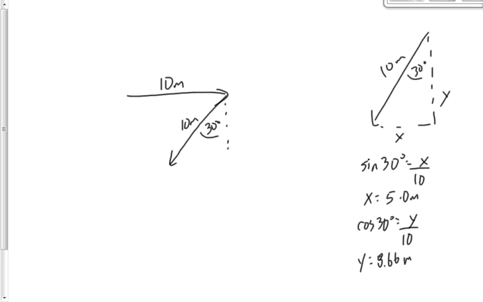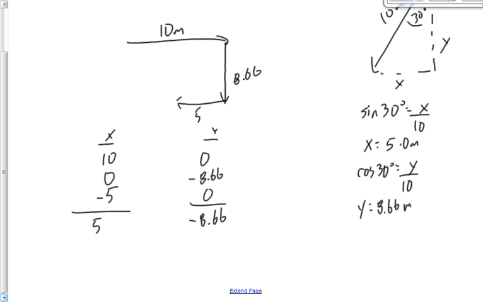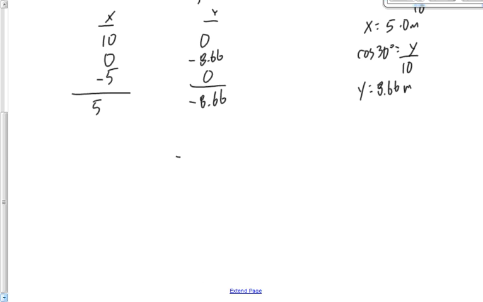If I want to, I can redraw this so that I've got 8.66 downwards and 5 over this way. Let's add these up now. X's and Y's. We got 10 and we got 0. We have 0 and we have negative 8.66. We have negative 5 and we have 0. We add these up, we get 5 and we get negative 8.66. Let's combine them. 5 to the right, 8.66 down.